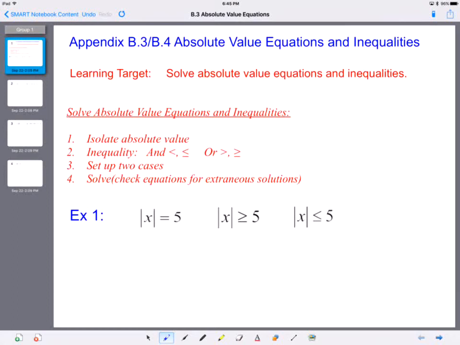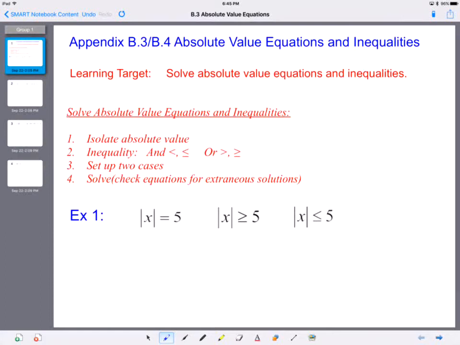Welcome to absolute value equations and inequalities. I have the steps above here in terms of solving absolute value equations and inequalities. This is something you have done before in the past. What I want to do is do maybe a little bit more explaining as to why it works the way it does. So before we actually get to the steps there, let's just look at example one.